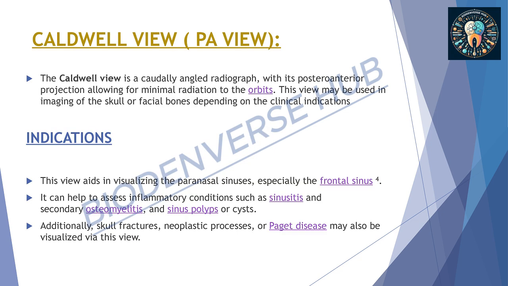Now we have another view, that is the posterior anterior view or the cartwheel view. The cartwheel view is a caudally angled radiograph with a posterior anterior projection, allowing for minimal radiation to the orbits. This view may be used in imaging of the skull or the facial bones depending on the clinical indication. The indication is basically that this view aids in visualizing the paranasal sinuses, especially the frontal sinus. It can help to assess inflammatory conditions, that is sinusitis and secondary osteomyelitis, sinus polyps or cysts. Additionally, skull fractures, neoplastic processes, and Paget's disease can also be visualized through this view.